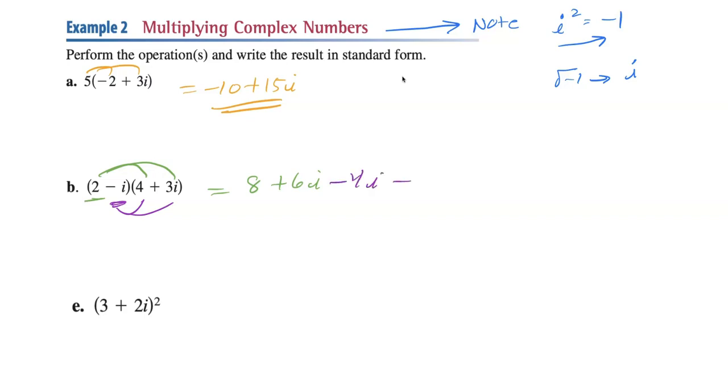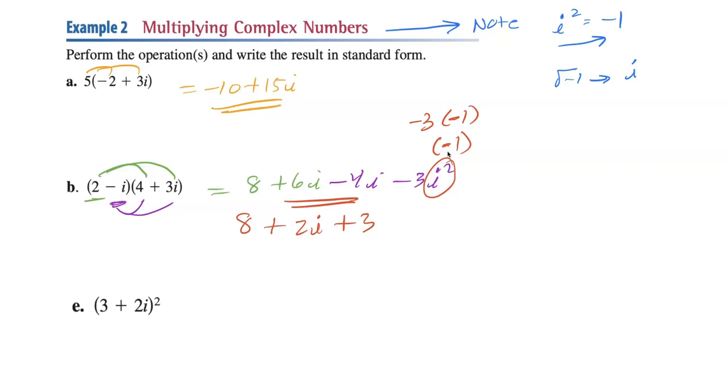-4i minus 3i squared. And right there, you cannot leave an i squared alone. i squared is -1, so this becomes a -1. Now, keep in mind, it's a multiplication. You're not adding -3 and -1, you're multiplying them. So this is saying -3 times -1. So this is 8. Let's add these two: you get a plus 2i. And let's multiply these two: -3 times -1 is a +3. Then you add up like terms, and I get, in standard form, 11 + 2i.